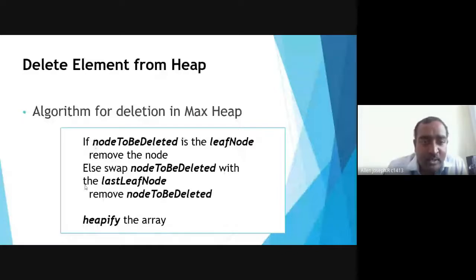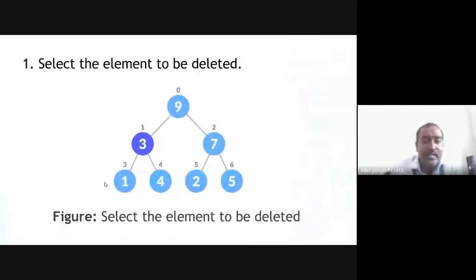If it is a leaf, what do you do? You remove the node directly. Else, what you're going to do is you're going to swap the node to be deleted with the last leaf node. All right. So they're asking us to swap the node to be deleted with the last leaf. And finally, we're going to remove the last node, all right, the node to be deleted. So this is your algorithm. We have to heapify the array. So we'll just try to go on with this particular problem.